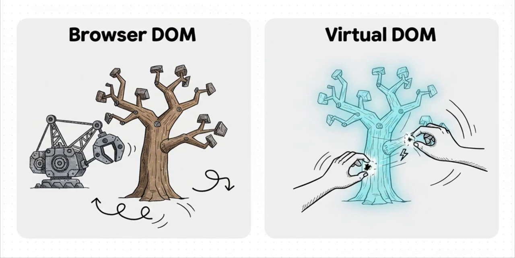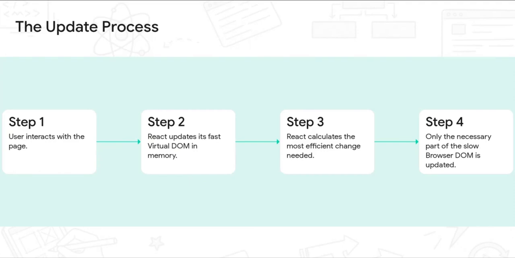So what React does is brilliant. It keeps a copy, a super lightweight blueprint of the DOM in memory. This is the virtual DOM. And here's how it works. When you do something on the page, React doesn't touch the slow, real DOM. Nope. First, it updates its own super fast virtual DOM. Then it plays a quick game of spot the difference between the old virtual version and the new one. It calculates the absolute smallest, most efficient change possible, and only then does it go and make that one tiny, precise update to the real DOM. It's the definition of working smarter, not harder.